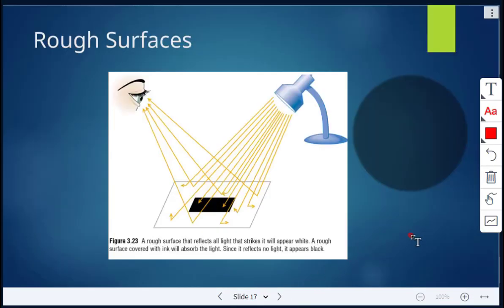All right, just looking here, a rough surface that reflects all light that strikes it will appear white, and a rough surface covered with ink, shown here in the middle, will absorb the light. And since it reflects no light, it will appear black.